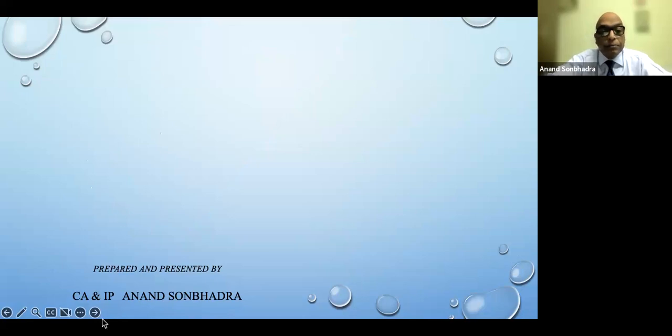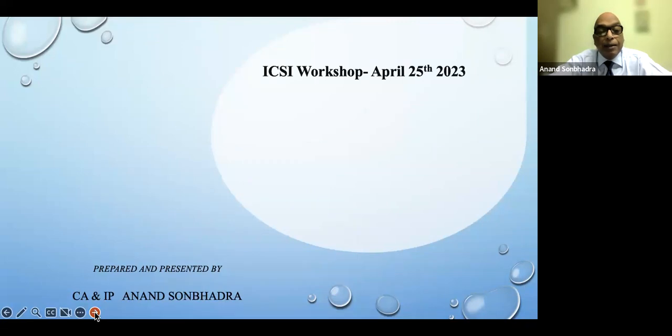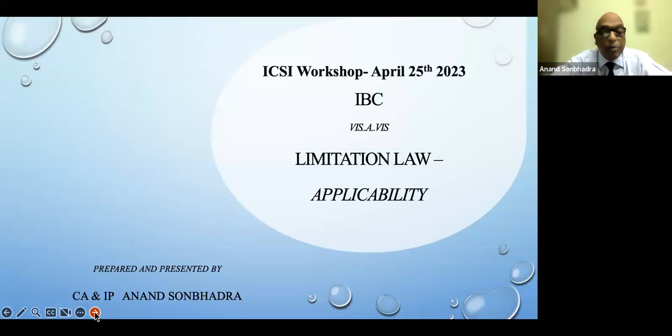So as spoken by Ankita, today's topic of the workshop is IBC vis-a-vis limitation law and how far applicable it is, what is the interplay, what has been the judicial pronouncement at different stages, and to try to depict the whole journey that we have seen in the last 4 to 5 years or plus 5 years in the IBC journey so far.